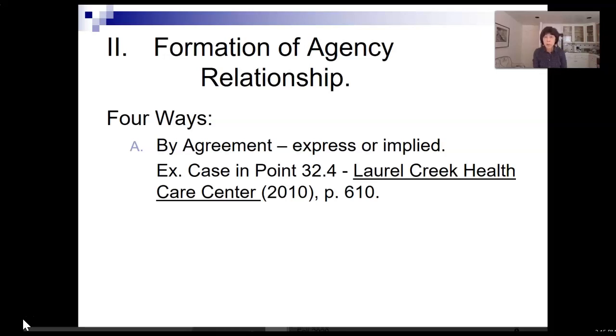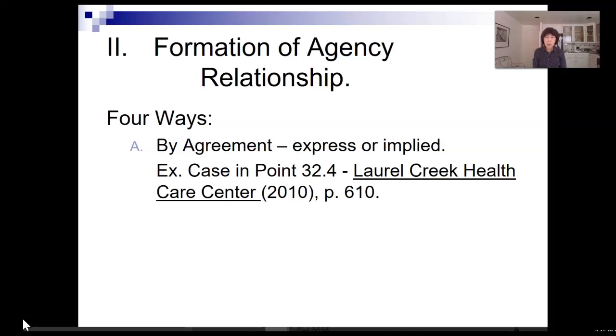In case in point 32.4, this is Laurel Creek Healthcare Center. And in this case, a patient in a nursing home, his name is Mr. Bishop. He was mentally competent when he was admitted, but he just did not have the ability any longer to sign papers on his own behalf. Those papers that were required to be signed at the time of his admission included a consent to arbitration. So his spouse was with him at the time of admission, and his spouse signed the documents on his behalf.